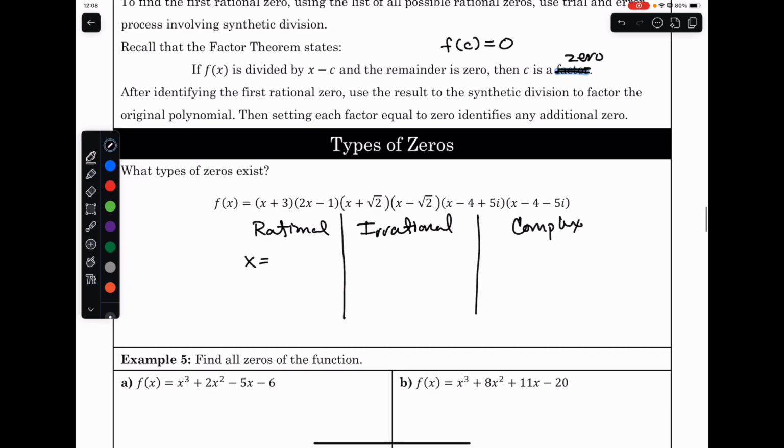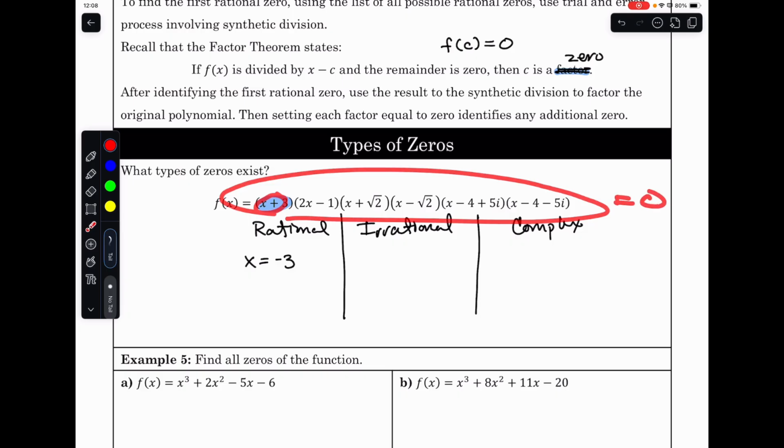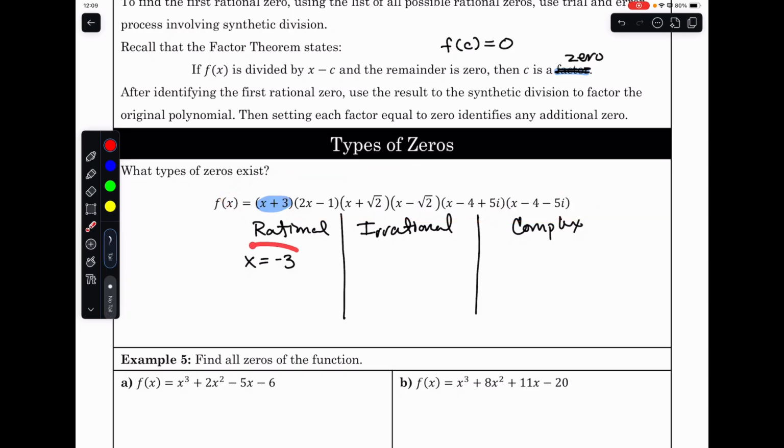For example, this one right here, x plus 3 is a factor. So that would mean that subtracting 3 from both sides, x equals negative 3, is going to be one of our zeros. So substituting a negative 3 into this parentheses will make the entire thing equal to 0. And this is an example of a rational zero because negative 3 is a rational number. It's a fraction, negative 3 divided by 1.